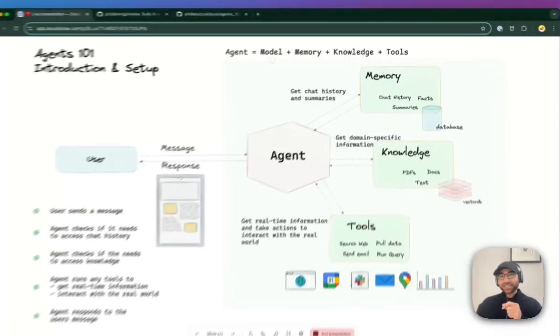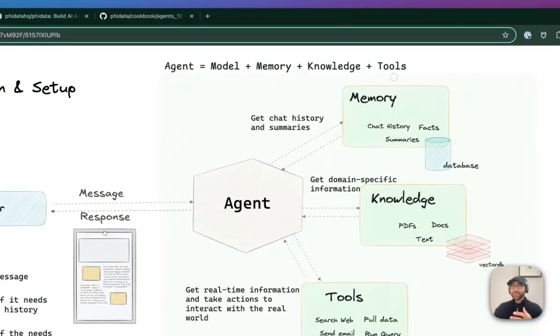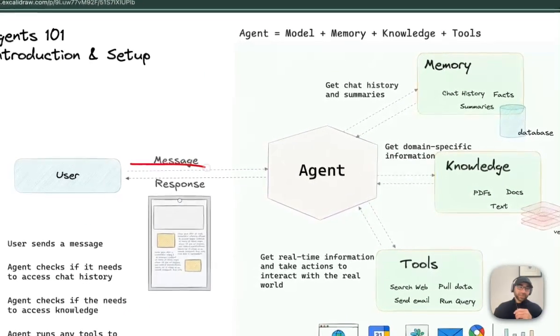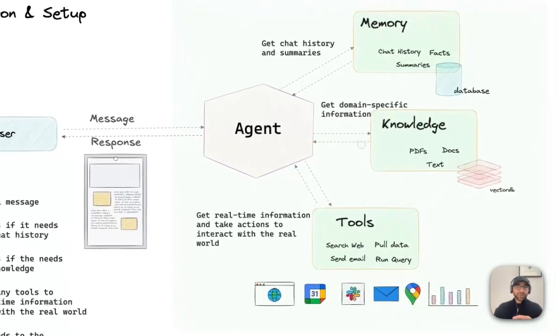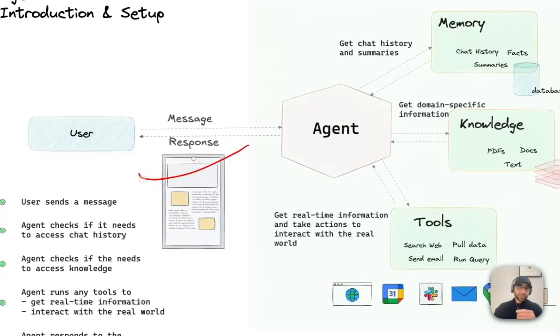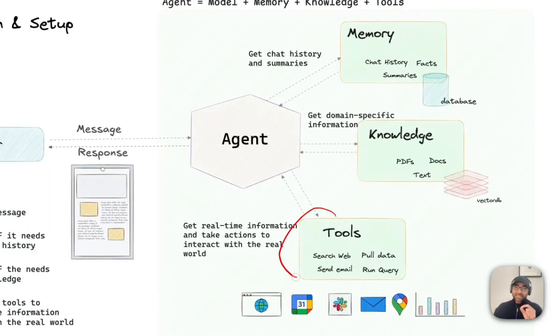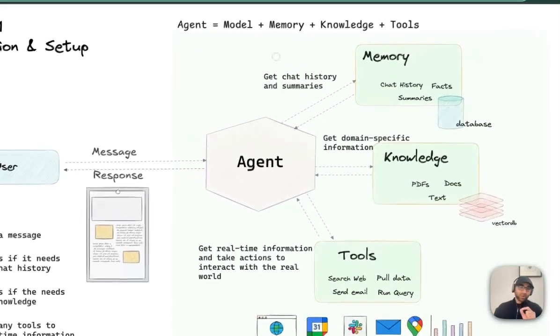In my view, an agent is a language model with memory, knowledge, and tools. So when a user sends a message, the agent is able to access its chat history with the user, or domain-specific information that's stored in a vector DB, or make a tool call to respond to the user. I think this tool piece is what really makes a language model an agent.